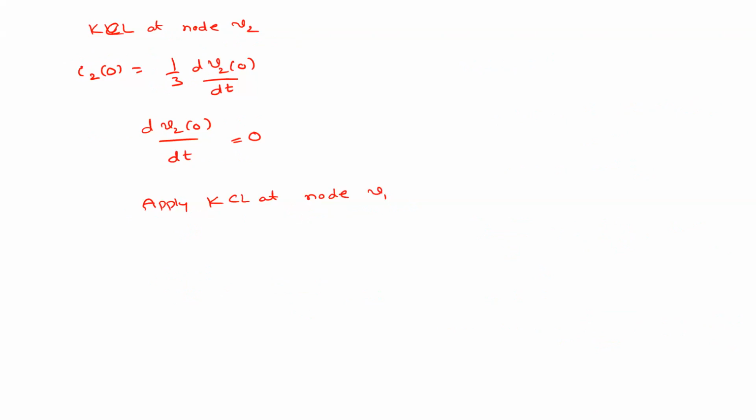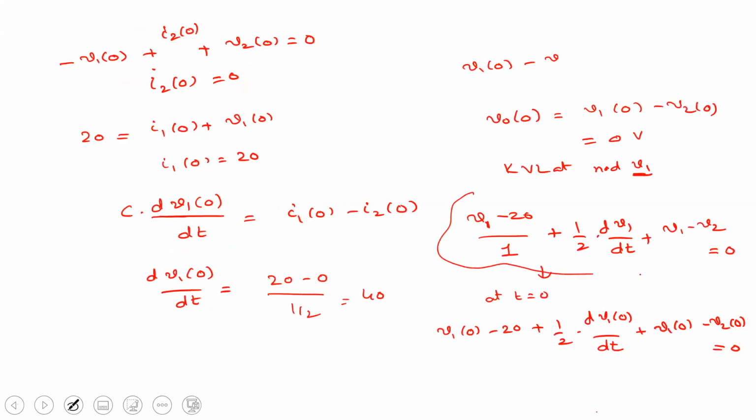So apply KCL at node V1. So what will it give? V1 by 20 plus 1 by 2 into dv1 of 0 by dt. So this itself is enough to calculate dv1 of 0 by dt, right?